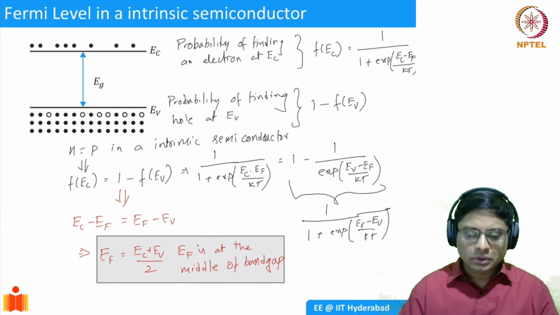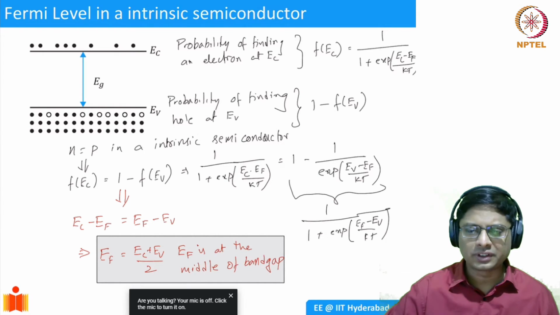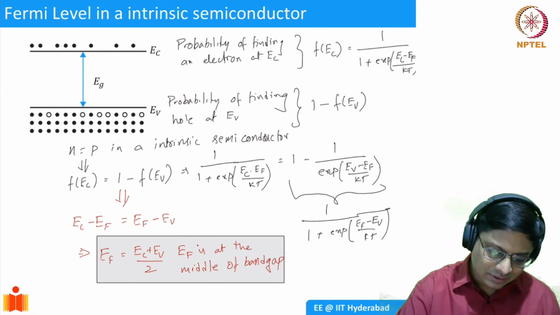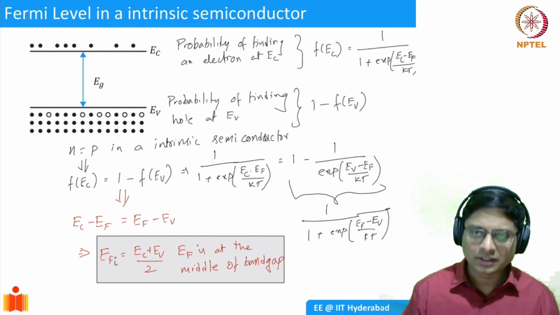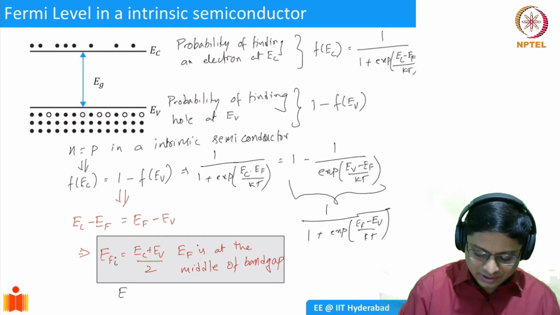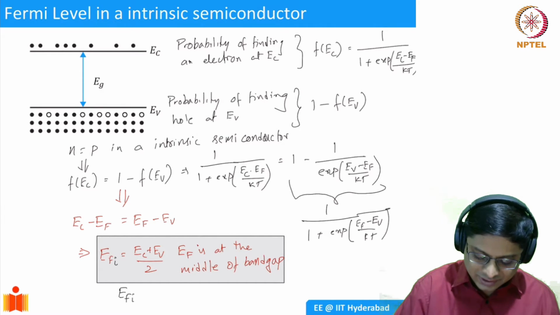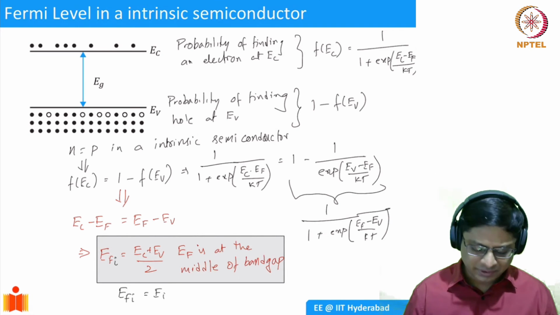Okay, so sometimes we have various ways of representing this. Because this is only for an intrinsic semiconductor, we'll actually give it a special name. We'll call it EFI, or EF of intrinsic, or sometimes we'll also refer to it as EI. EI is basically the middle of the band gap. So there are many ways of representing the same thing.